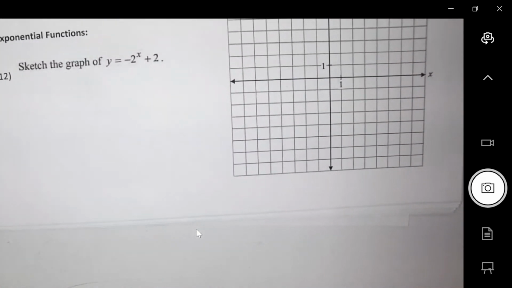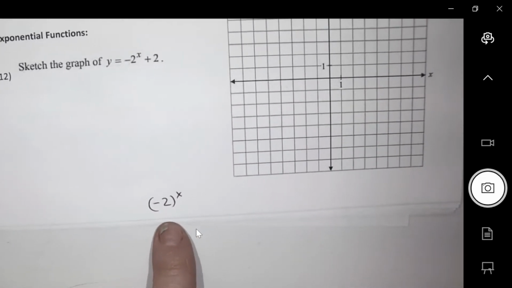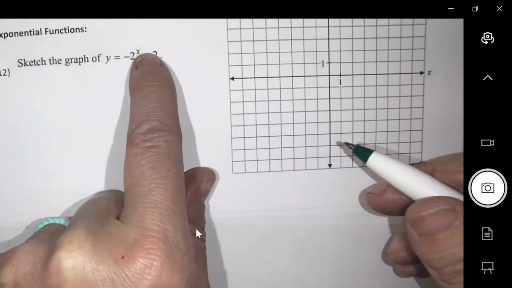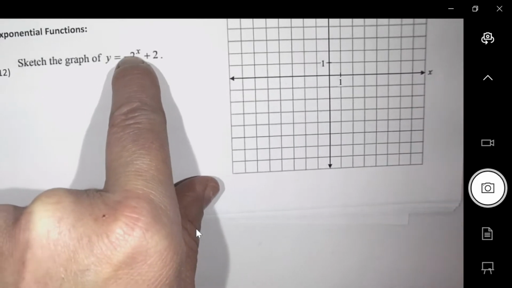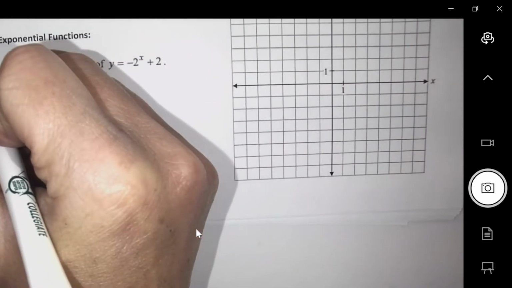Okay, ready? What's the base? That's the first question. What's the base? 2. Just 2. 2 is the base. Okay? The exponent, if you wanted a base of -2, it would have to look like that. The exponent is only attached to the 2. This is B-E-D-M-A-S, exponent, then it's an afterthought multiply. Okay, so 2 is your base, so do the same thing.